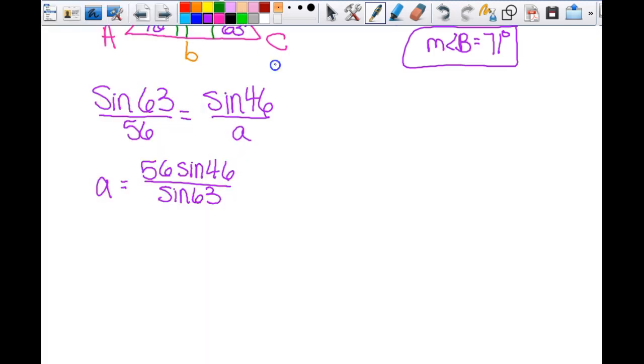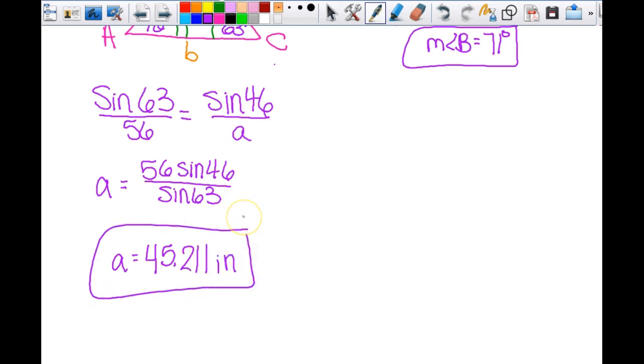And how many decimal places should your answer always be to? 3. So A is equal to 45.211 inches. And it has to be accurate to 3. Okay. Easy enough? We good? All right. So now I have to find B.